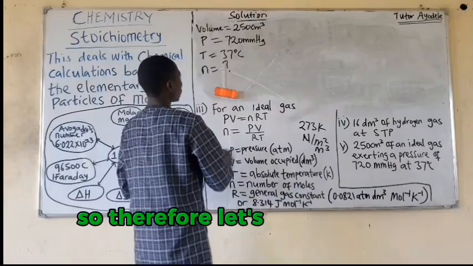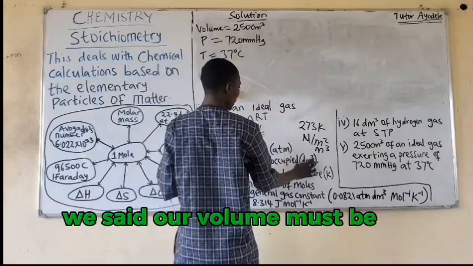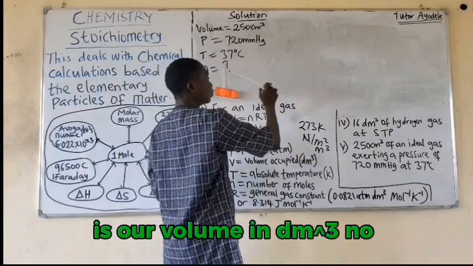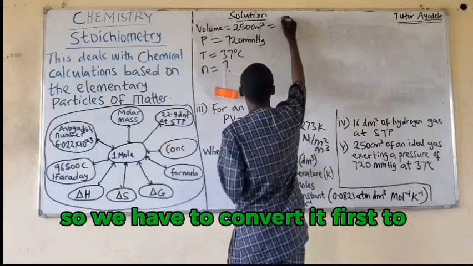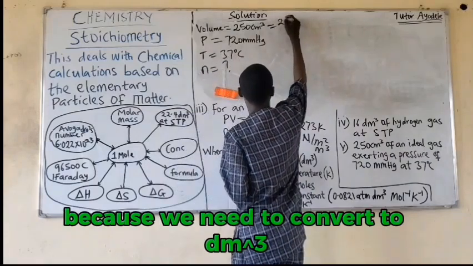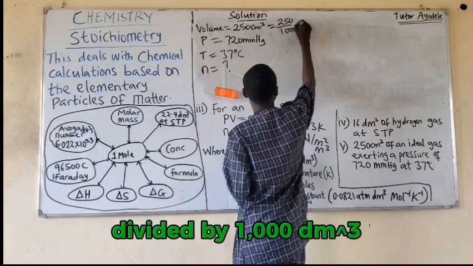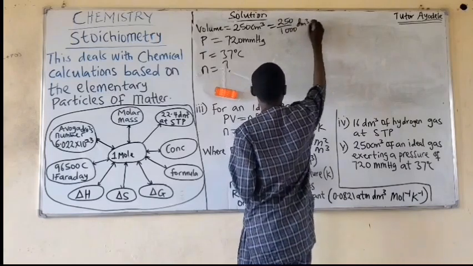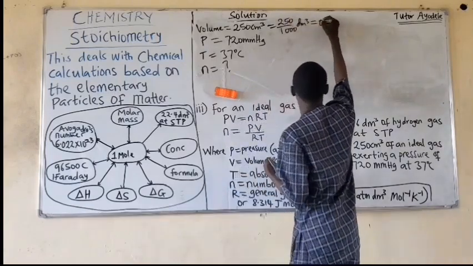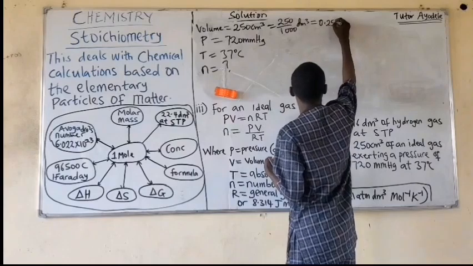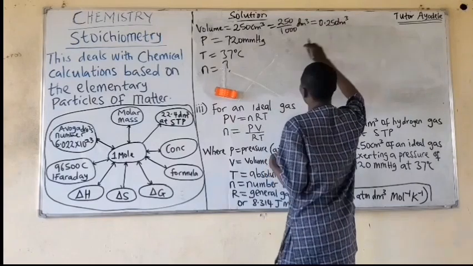So therefore, let's look at our volume. We said our volume must be in dm cube. Is our volume in dm cube? No. So we have to convert it first to dm cube. To convert to dm cube, you divide by 1000. If you punch it into your calculator, it will give you 0.25 dm cube. That's for that.